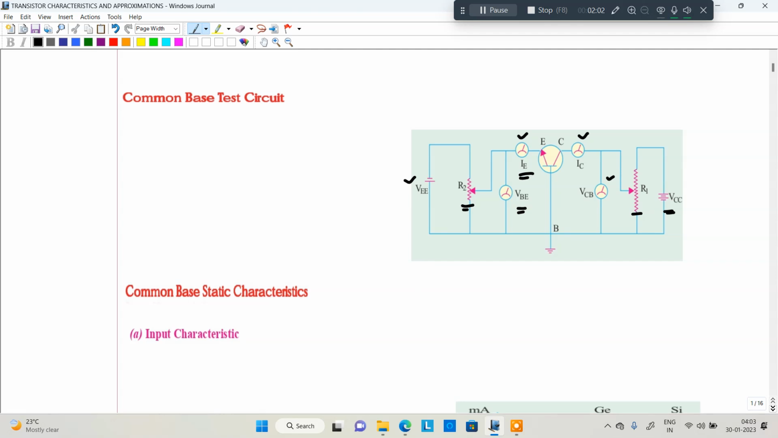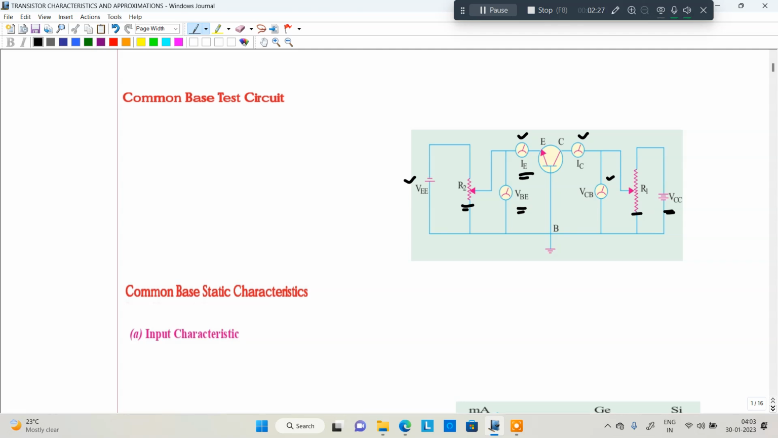Already in your laboratory we did these experiments. Now I am going to explain how exactly the graph will look. From the examination point of view, I am going to explain what is required. It is very useful to answer the questions in the examination. So these are the parameters you are going to connect.